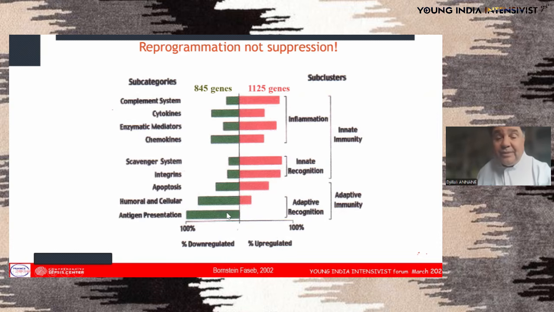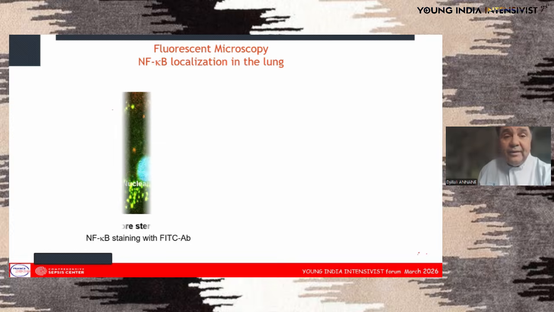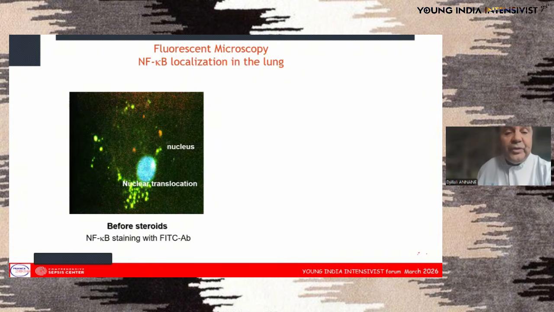So the take-home message here is that when a patient is exposed to dexamethasone or other corticosteroids, the patient's monocytes are not suppressed, their function is not suppressed. They are reprogrammed toward innate immunity-related function. So can this be shown in vivo? Yes, it can. This is a very interesting experiment done in rabbits.